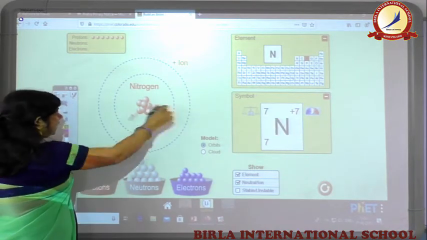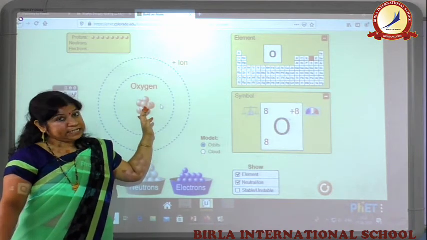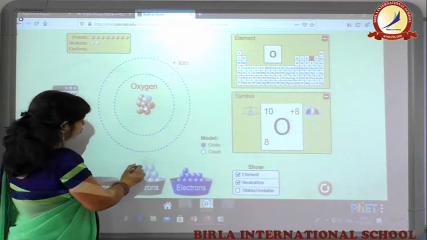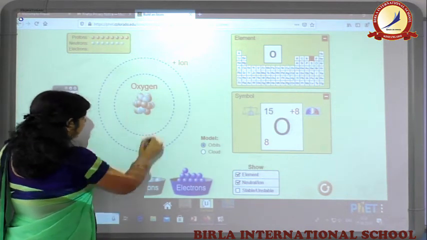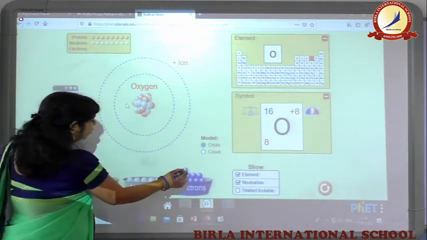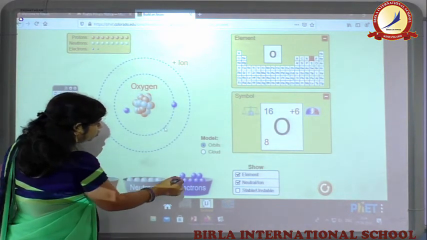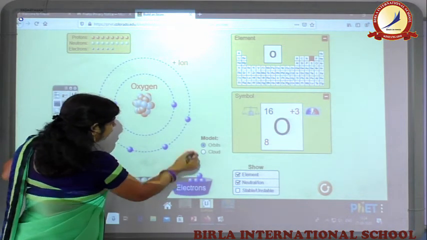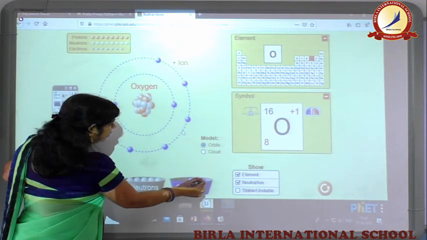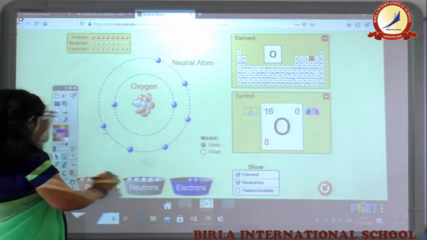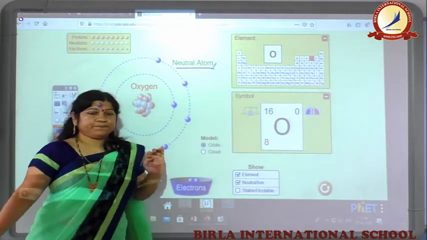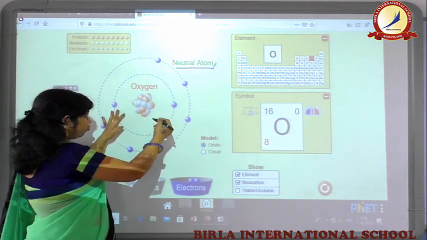Let's try for oxygen. 1, 2, 3, 4, 5, 6, 7, 8. So the oxygen contains 8 protons and 8 electrons. It contains 8 neutrons also. So now let's put 8 electrons here. 1, 2, 3, 4, 5, 6, 7 and 8. Again, please check out there. It's a neutral atom. Now, let's give 2 more electrons to the oxygen atom and see what happens.